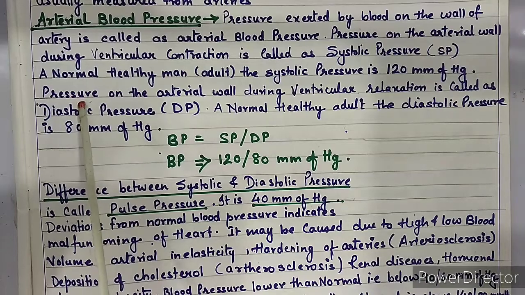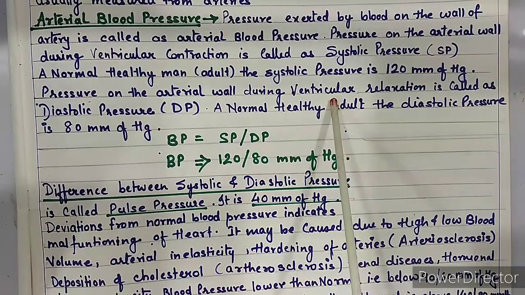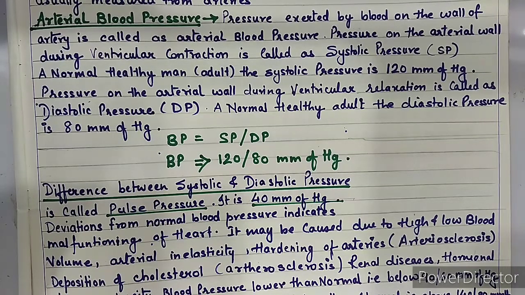Whereas the pressure on the arterial wall during the ventricular relaxation, that is when the muscles of the ventricle relax, is 80 mm of mercury. So for a normal human adult, the normal diastolic pressure is 80 mm of mercury.